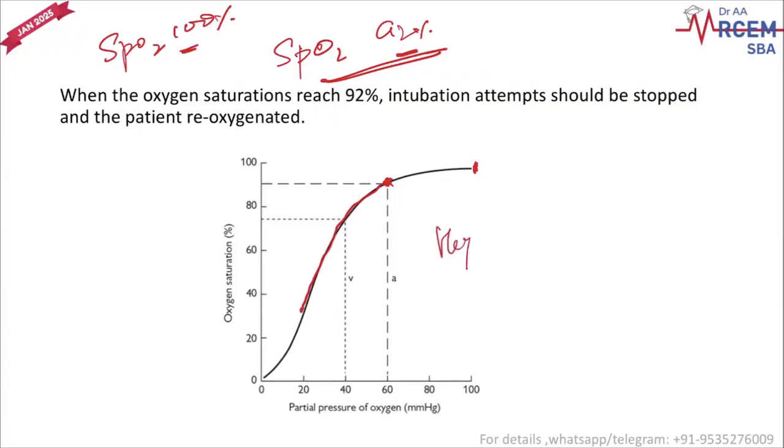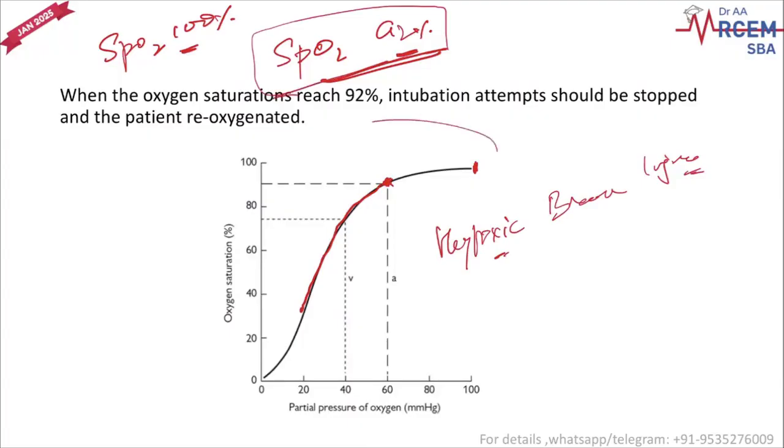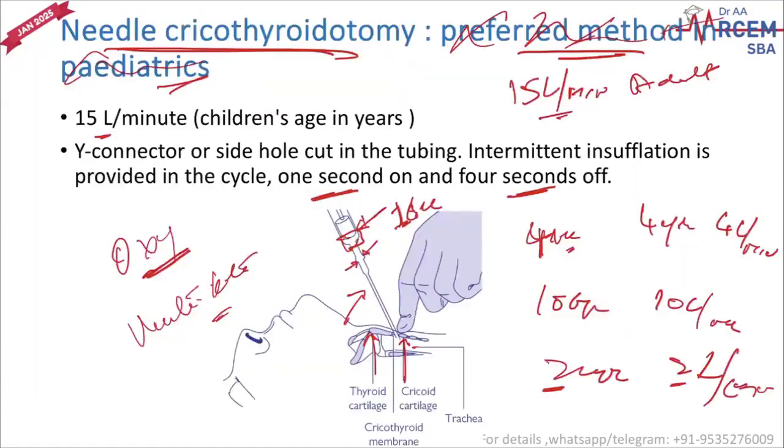The chances of the patient having hypoxic injuries, especially hypoxic brain injuries, are on the higher side. So abort the attempt of intubation and start pre-oxygenating the patient once the SpO2 values are 92 or less than 92. Stop it immediately and pre-oxygenate, then reattempt. That is the importance of this curve that I have put up here.